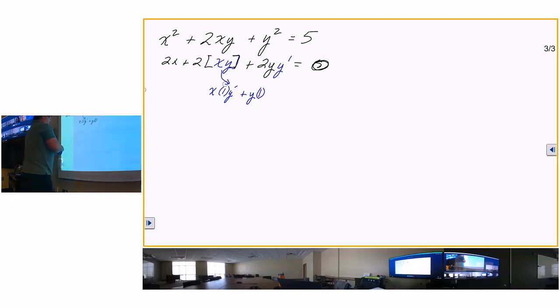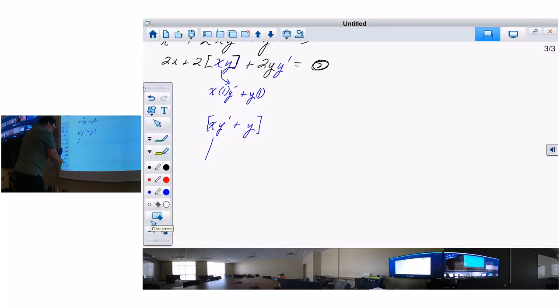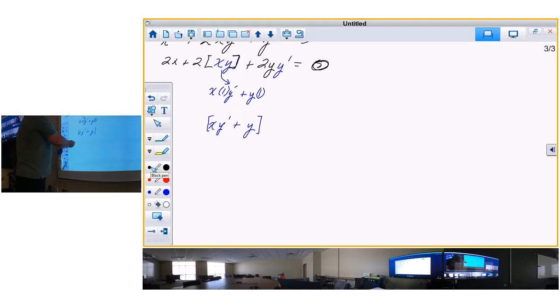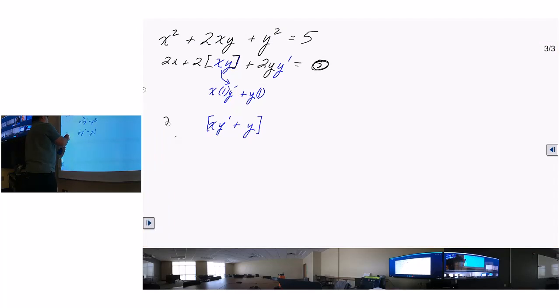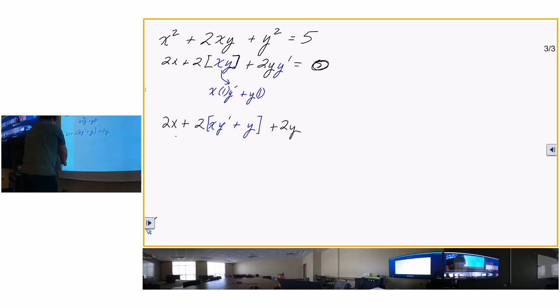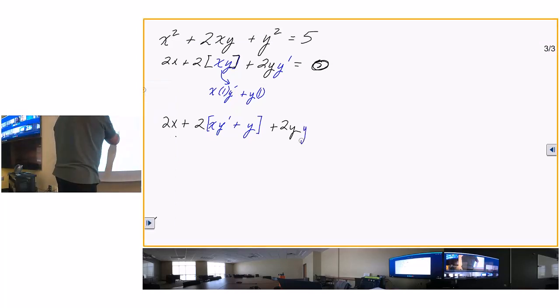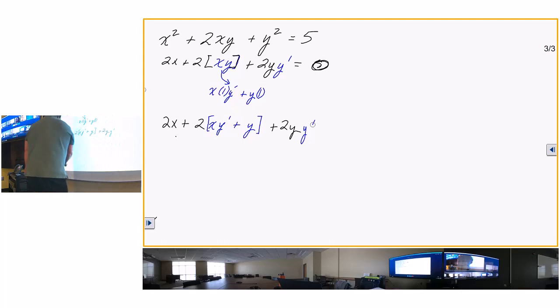So I'm going to clean that up, and that's going to give me x y prime plus y. I'm going to put that in brackets, and then I'm going to bring everything down. I just did the blue part there. So it's going to give me 2x plus 2 times that plus 2y times y prime is equal to 0.